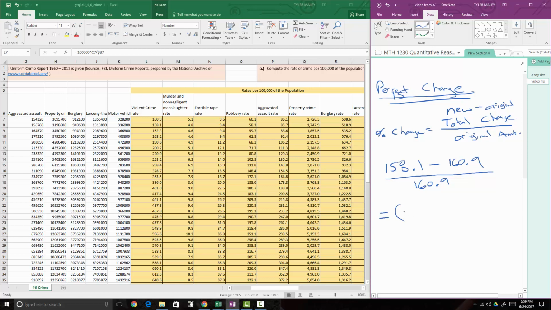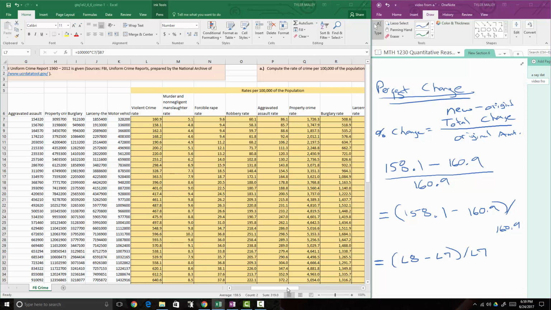and then remember we talked about order of operations. I'd want to put the numerator in parentheses, right? So 158.1 minus 160.9 divided by 160.9, right? So if I'm doing this with cell referencing, the 158 number is in what, L8? So we would do parenthesis L8 minus L7, and then divided by L7, right? So that's the formula that I would want.